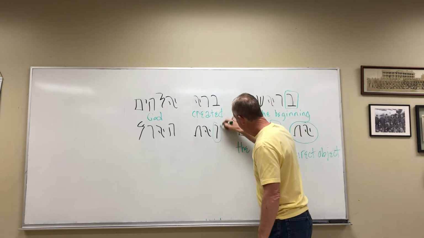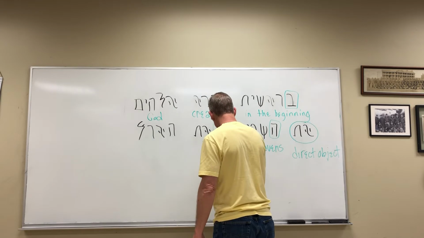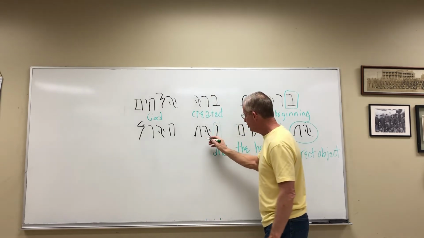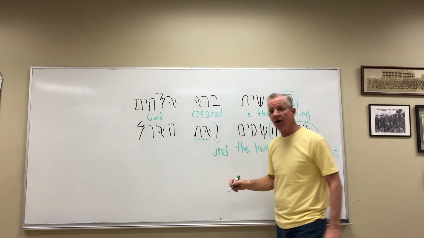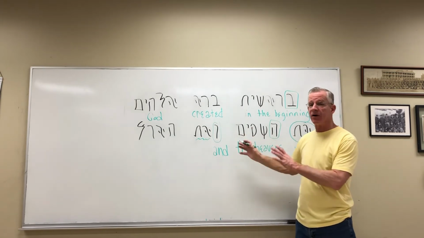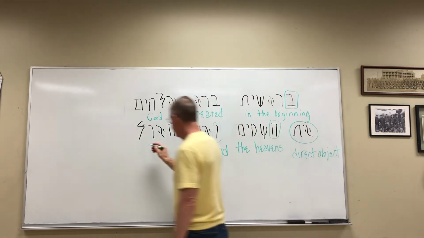This little fella here is the conjunction that we translate and. This is another direct object marker, which is saying, oh, something else is created too, and that is the earth.